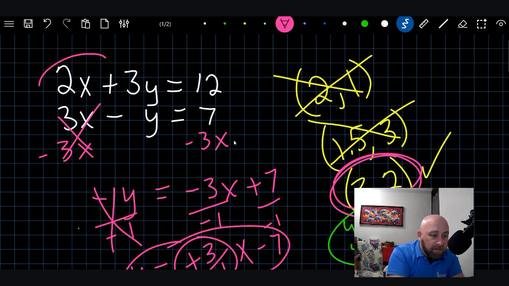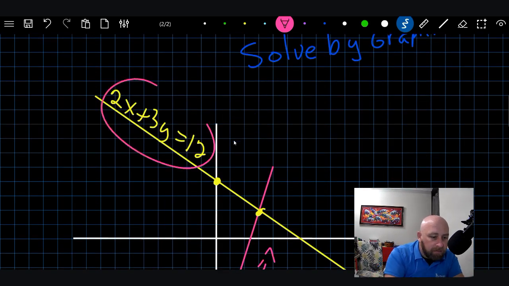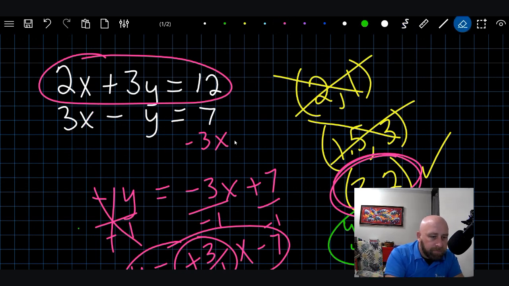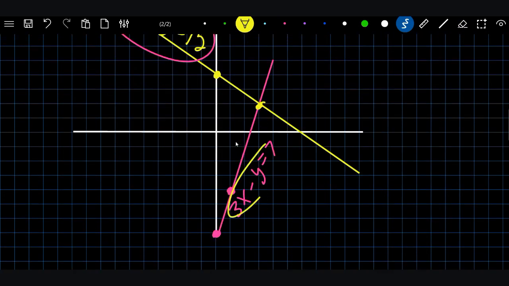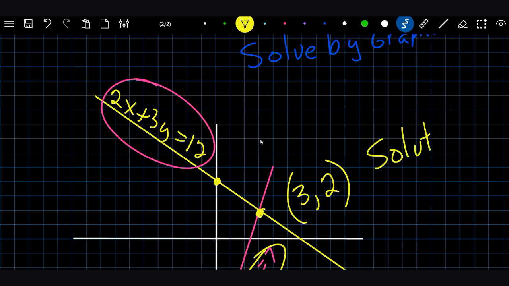So basically I took this line right here, this 2x plus 3y, and that's this one. And then I took this other one, the second one. This second one right here, and that's the pink line down here. Okay. And then when I graphed them, I ended up with the point of intersection where they crossed was right there, and this is (3, 2). (3, 2) is the solution to this. Okay, that is our solution.